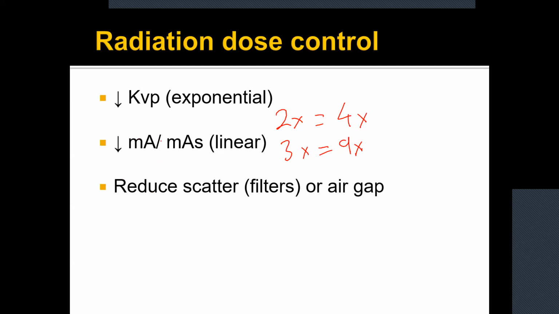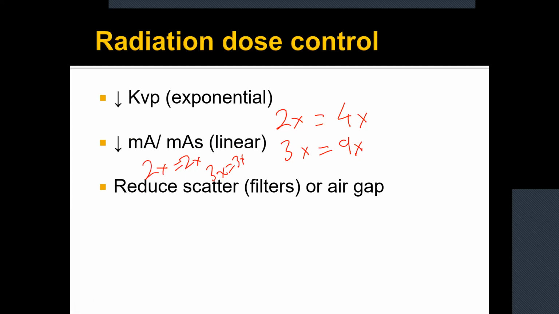The other thing is current. Now, as we mentioned before, current tells you how many electrons are hitting the anode. Okay? And so what that means is it's how many rays are coming off of the anode. And so the more electrons, you'll get more rays. But for this one, it's a linear relationship. So 2 times the current means 2 times the dose, while 3 times the current means 3 times the dose.